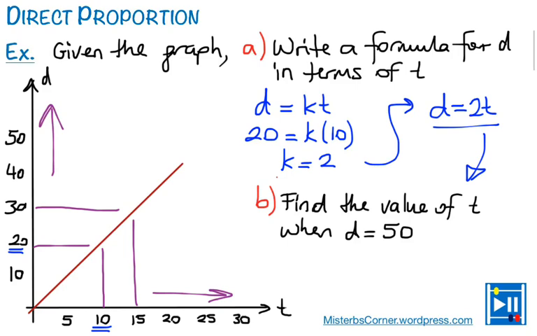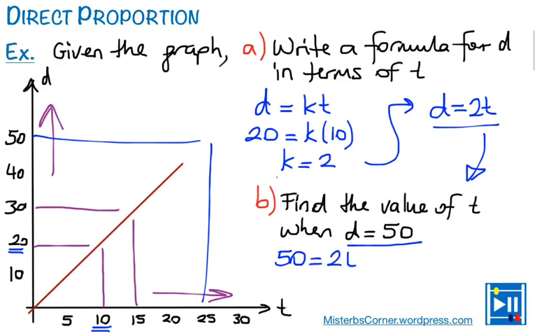Now the thing is, I can't read it from the graph, right? I can figure it out. I can estimate, but I can't read it. So I have to substitute 50 for d to calculate t. So basically it's going to be 50 equals 2 times t. So if I divide both sides by 2, I will find the value of t being nothing but 25.